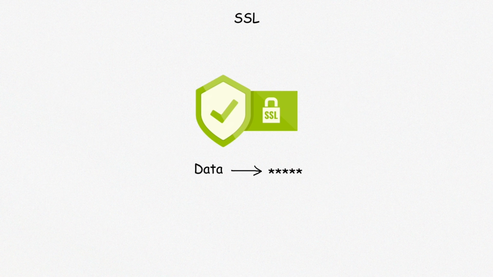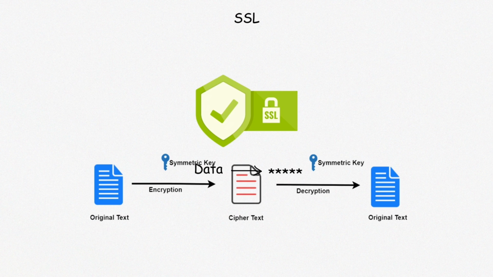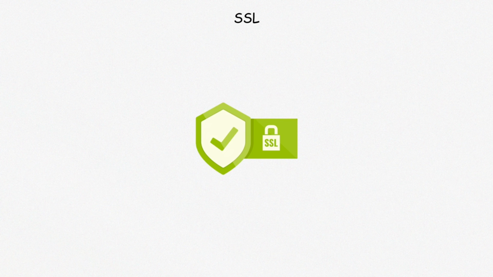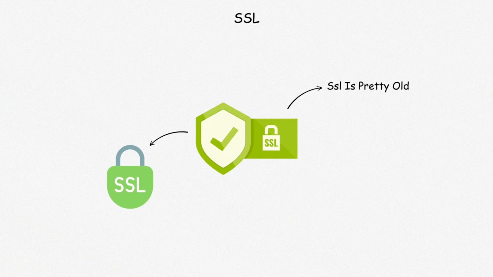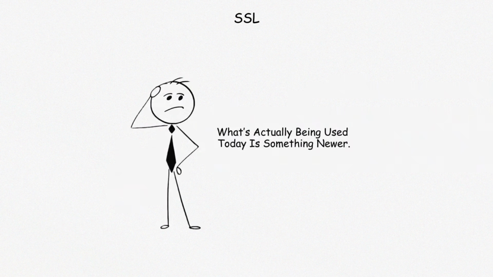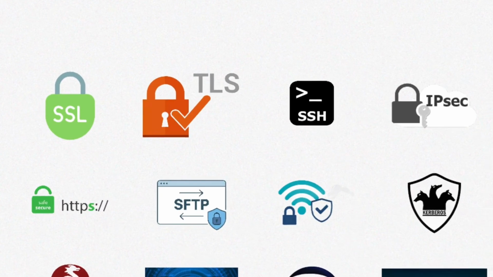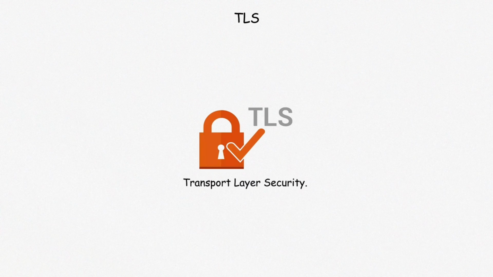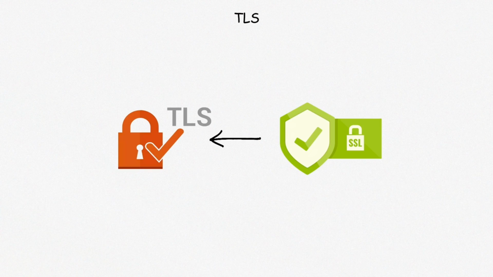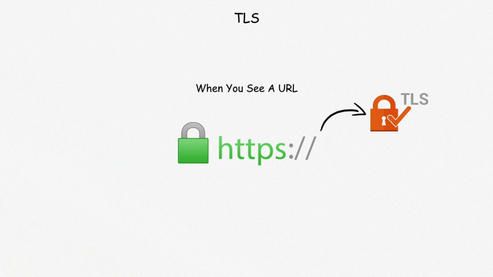It scrambles the data into a secret code using what's called a symmetric key, which only the website and your browser know. But here's the thing, SSL is pretty old. And even though the lock icon on your browser still says SSL, what's actually being used today is something newer. TLS. TLS stands for Transport Layer Security. It's the modern, upgraded version of SSL. When you see a URL starting with HTTPS, that's TLS at work.